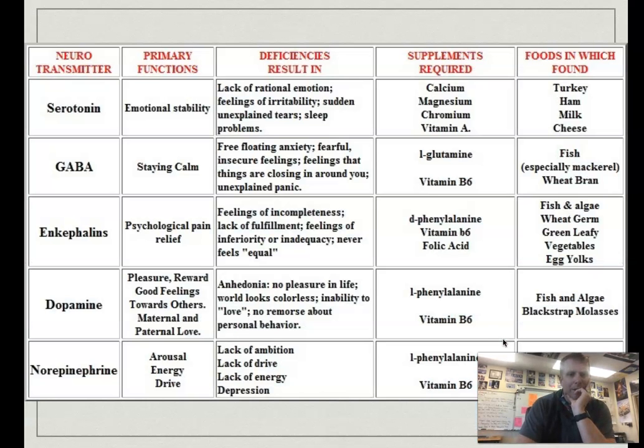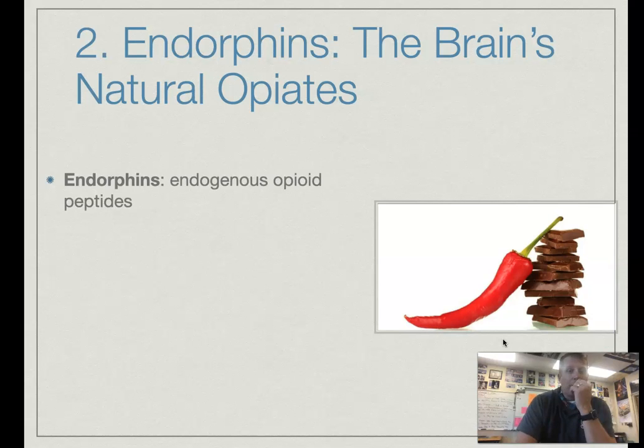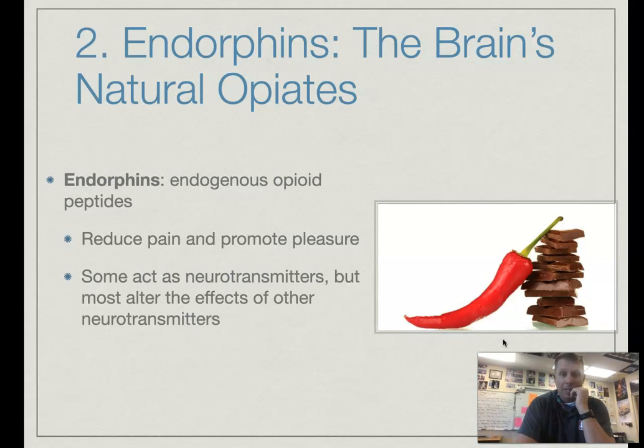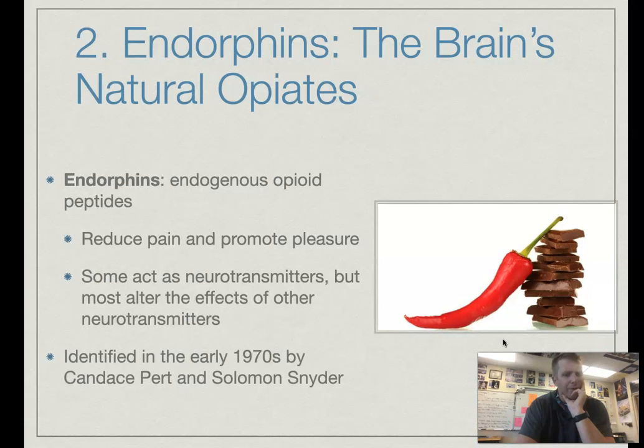Just a couple other ones there that we kind of went over, and you can pause this if you want to look at it. You can even find the food you can get it in. So endorphins. Endorphins are endogenous opioid peptides. They're happy chemicals. They make you feel good. They reduce pain. They promote pleasure. They mimic opiates. Sometimes they act as a neurotransmitter, but most of the time they alter the effects of other neurotransmitters.